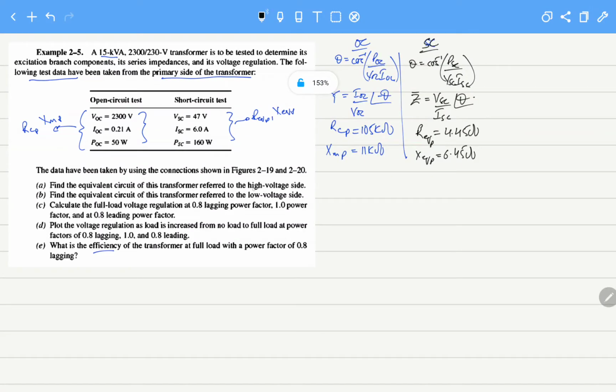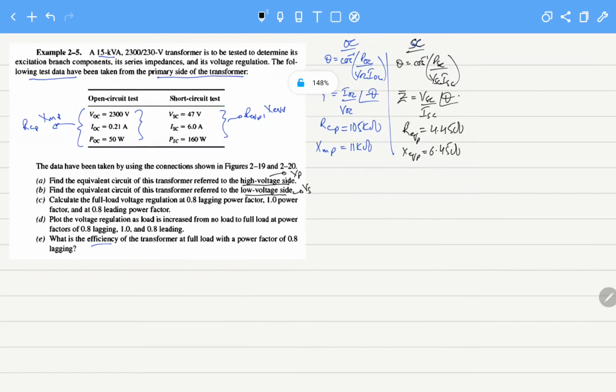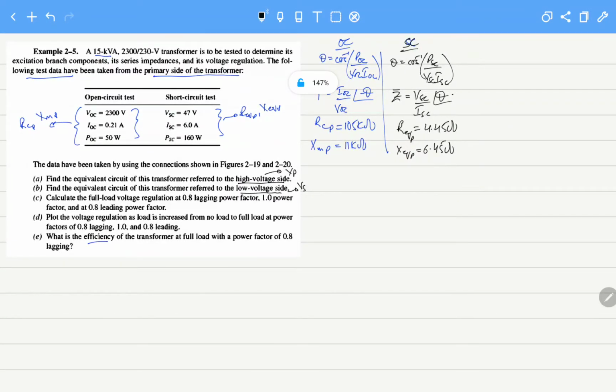Now transfer, referred to the high voltage side. So what do we mean by high voltage side? In this case it is the primary side, and the low voltage side is the secondary side. So let's draw these two circuits. First refer to the primary and then refer to the secondary. So let's see, and there is the circuit.